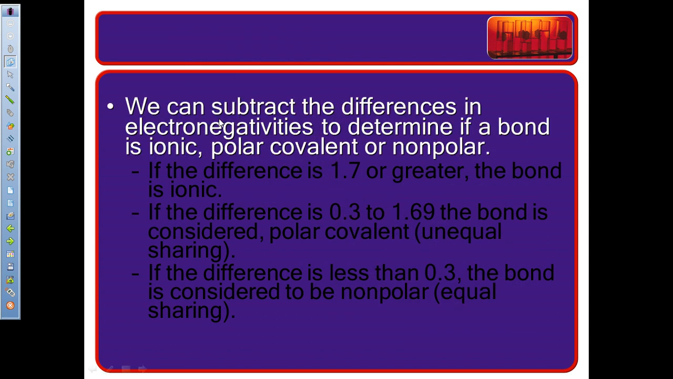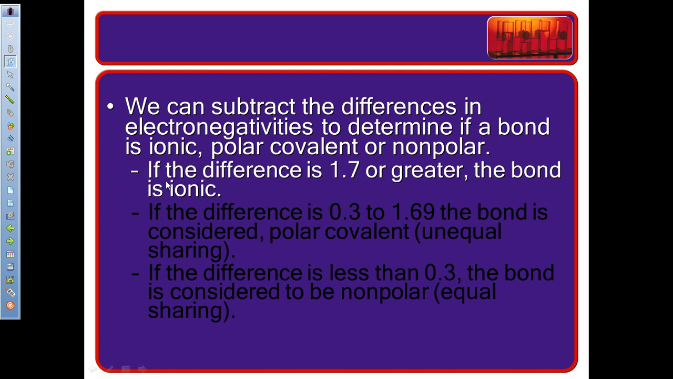So here's what we do. We can subtract the differences in the electronegativities to determine if a bond is ionic, polar covalent, or nonpolar covalent. So if the difference is 1.7 or greater, what was ours a while ago? 2.1. So that's greater than, so our bond between them is ionic. What that means, again, is one is going to completely steal the electrons from another. They're not going to hold on. Think of the tug of war. It would be like me letting go of the rope.